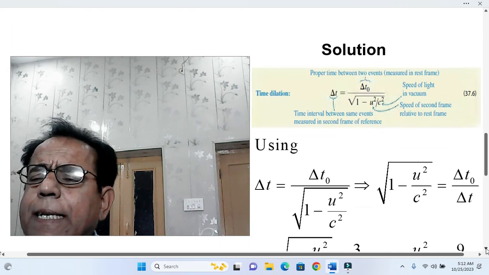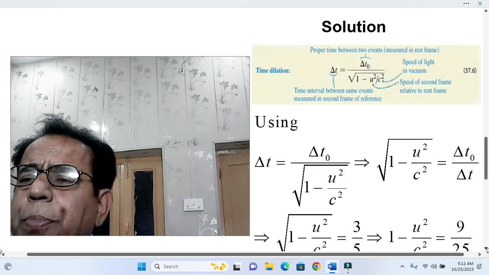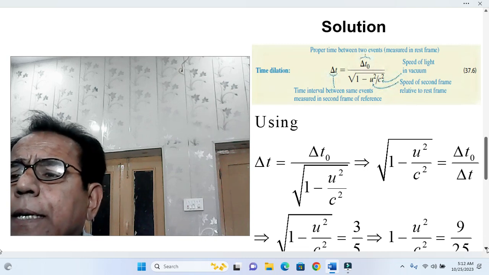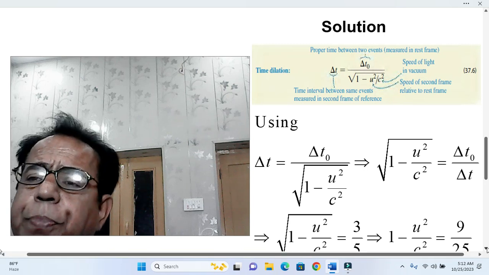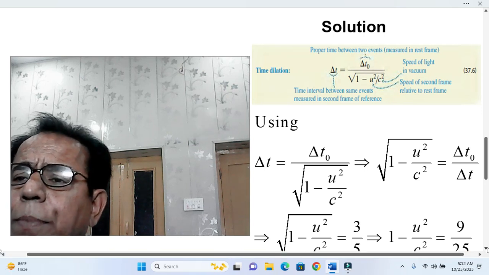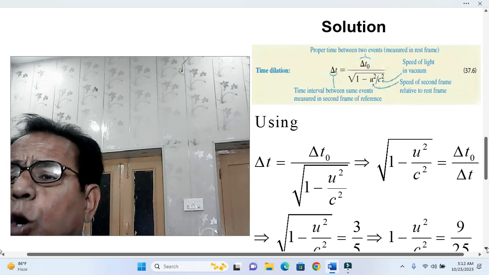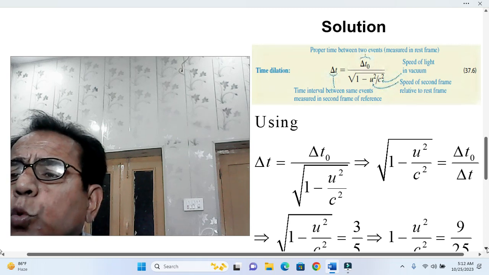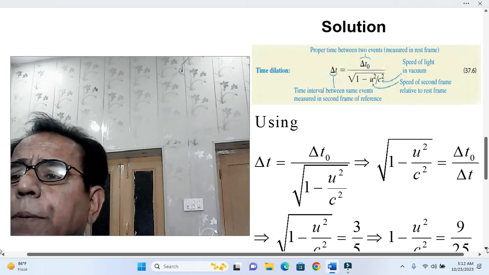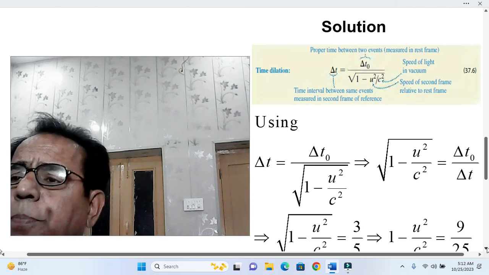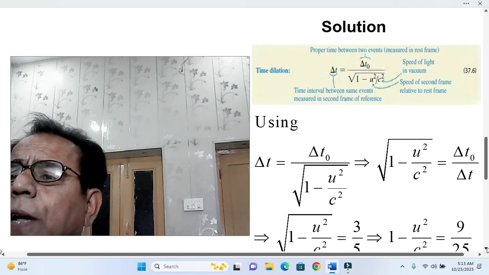Time dilation. Delta t is equal to delta t naught over the square root of 1 minus u square over c square, where delta t is the time interval between the same events measured in the second frame of reference, while delta t naught is the proper time between two events measured in the rest frame. u is the speed of the second frame relative to the rest frame, and c is the speed of light in vacuum.